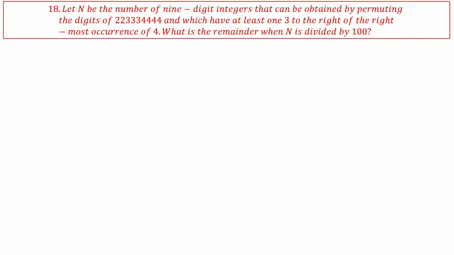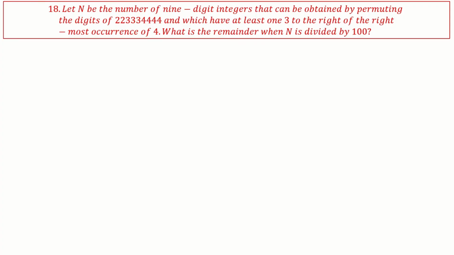Okay. Next. Let n be the number of 9-digit integers that can be obtained by permuting the digits 2233344444, which are 9 digits basically, and which have at least one 3 to the right of the rightmost occurrence of 4. What is the remainder when n is divided by 100? First is to find n, how many ways you can arrange them with the given condition. Once you know the number of ways, we just need the remainder, or the last 2 digits basically. So the first thing is the condition is given for the placement of 3 and 4.